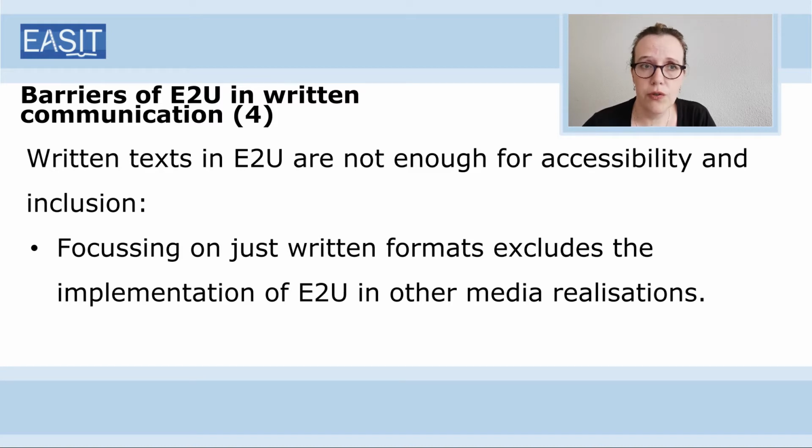Furthermore, focusing on just written formats excludes the possibility of implementing easy to understand language in other media realizations that could address other groups. Some of the target groups cannot be addressed through the visual channel, for instance, people with visual impairments. Hearing easy or plain language information could be their first choice.